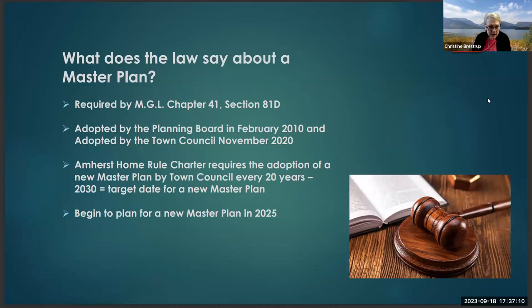A master plan is required by Mass General Law, Chapter 41, Section 81D. And our master plan, in accordance with state law, was adopted by the Planning Board in February of 2010. And in accordance with the charter, it was adopted by Town Council in November of 2020. The Amherst Home Rule Charter requires the adoption of a new master plan by Town Council every 20 years. So as I stated previously, 2030 would be our target date for a new master plan. So it's worthwhile to consider beginning that process in 2025. Next slide, please.